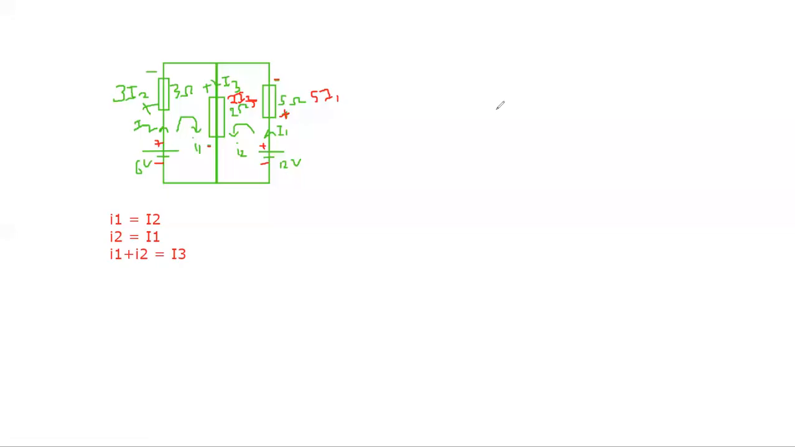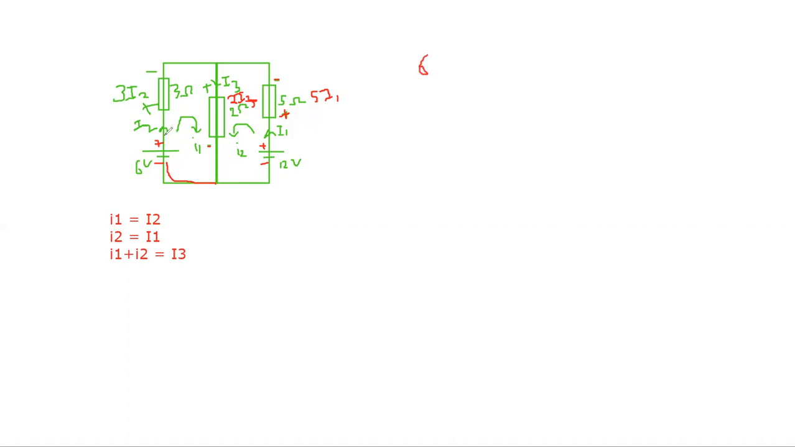Now the third step: we will apply Kirchhoff's voltage law in the first loop, in which small i1 is flowing. We start our journey from this point, and first we encounter this voltage source. It is a voltage rise. According to Kirchhoff's voltage law, the sum of voltage rises is equal to the sum of voltage drops. The voltage rise is 6.